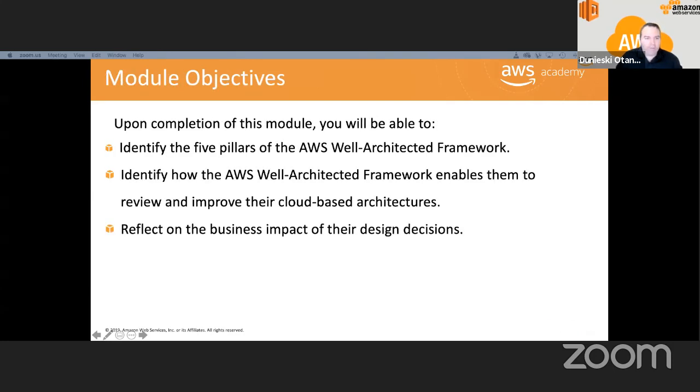Upon completion of this module, you will be able to identify the 5 pillars of the AWS Well-Architected Framework, identify how the AWS Well-Architected Framework enables them to review and improve their cloud-based architectures, and reflect on the business impact of their design decisions.